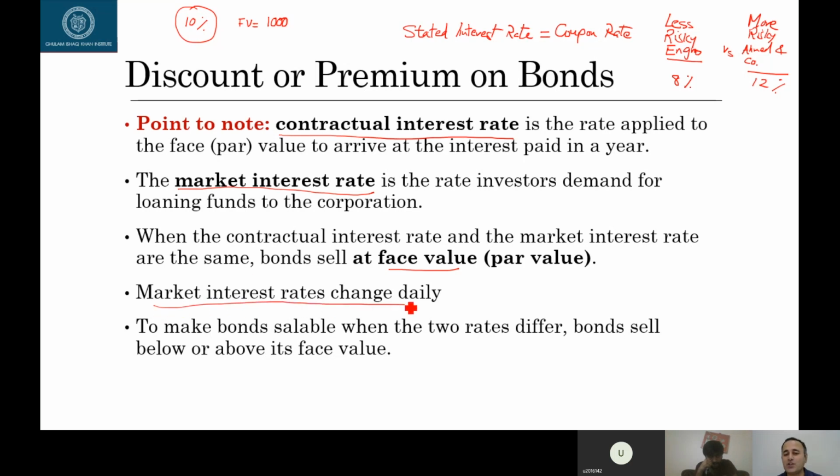These market interest rates actually change daily. These bonds are actually traded on exchanges. Why do they change daily, the market interest rate? Just like the stock market, my friend. But sir, isn't this something that's also controlled by banks? It has something to do with the central bank.